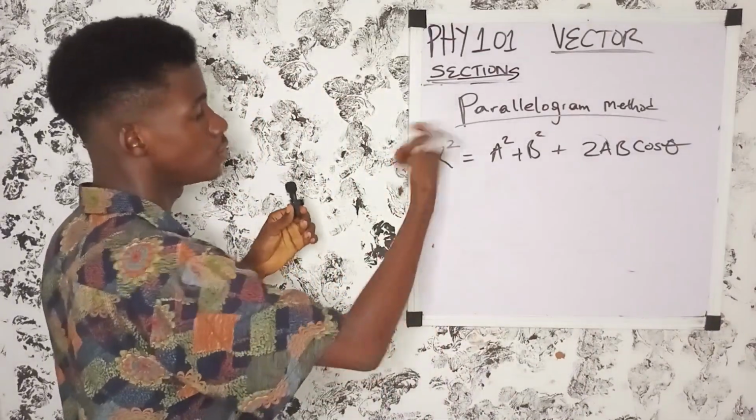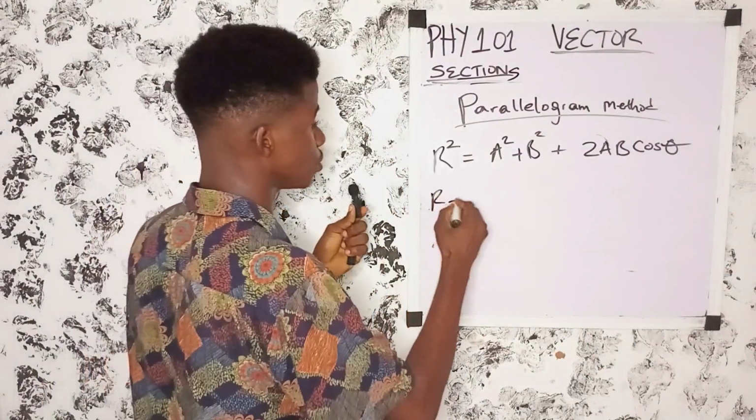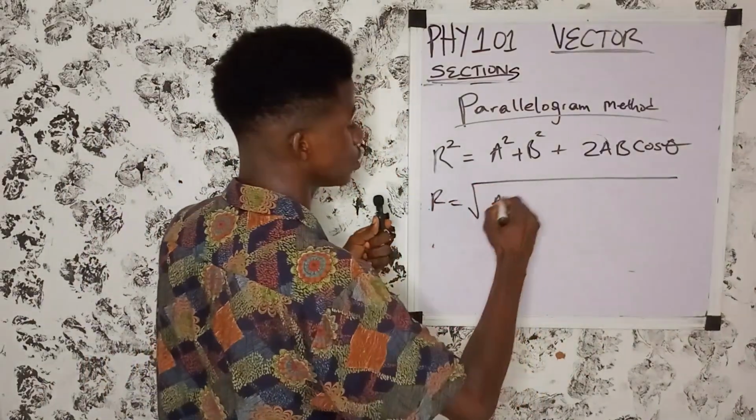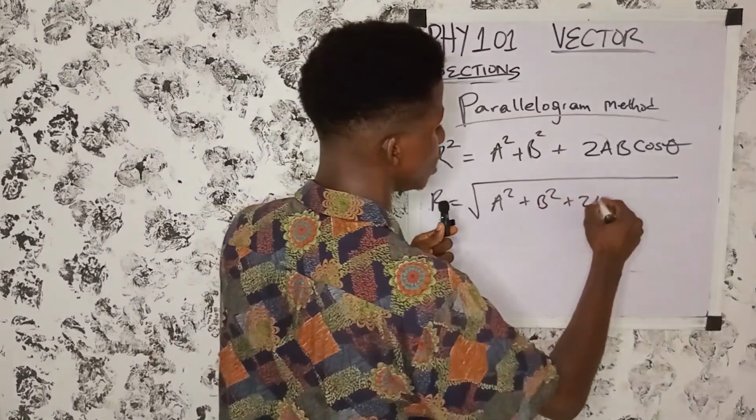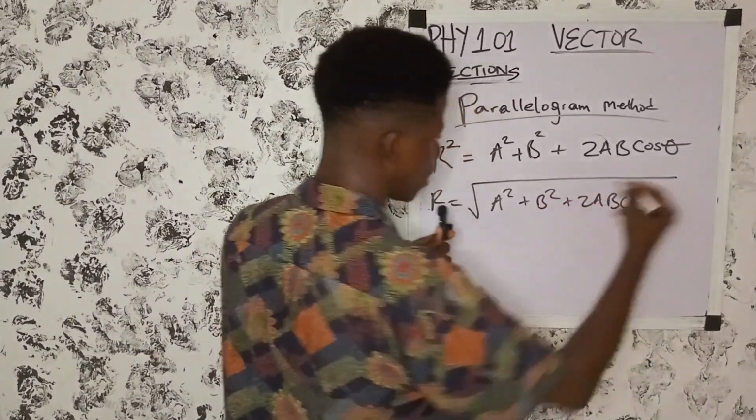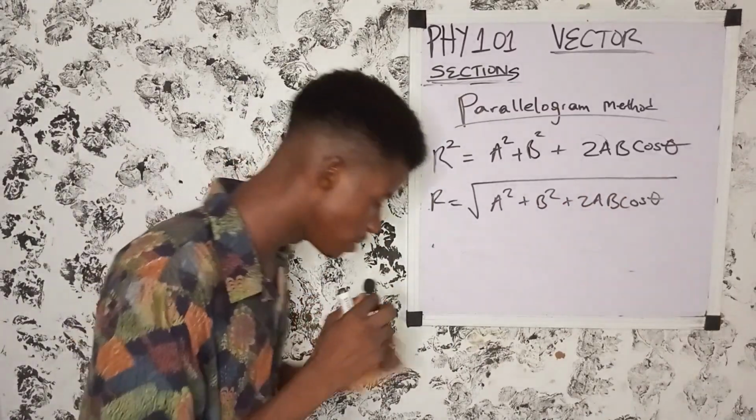If you want to make the resultant stand alone, R equals root of a square plus b square plus 2ab cos theta.